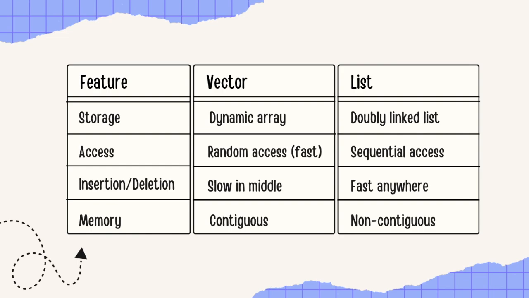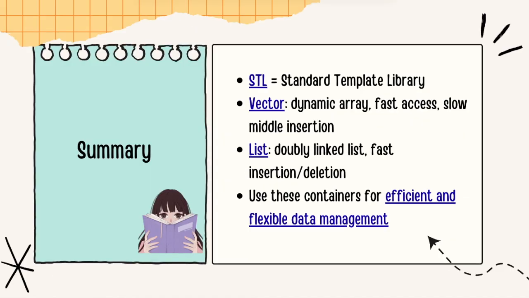This table here shows key differences between the features of vector and a list. Vectors are great for fast access. Lists are great for frequent insertion and deletion. This is what we learned in this episode. STL stands for Standard Template Library. Vectors are dynamic arrays, fast access, slow middle insertion, and then lists that are doubly linked lists have fast insertion and deletion. We use these containers for efficient and flexible data management.